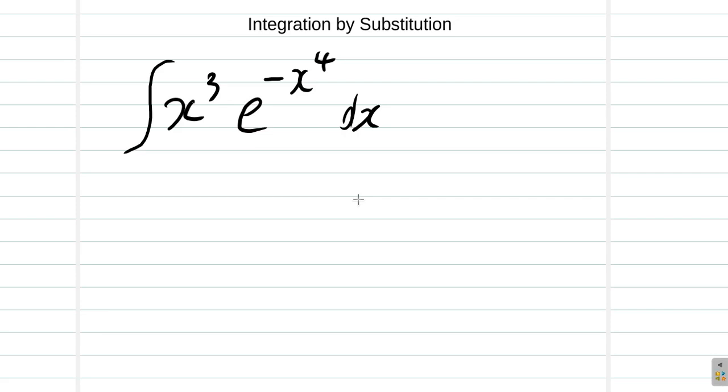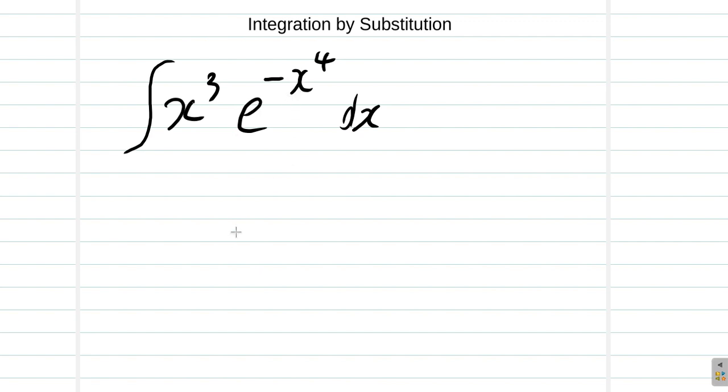We want to integrate x cubed times e to the negative x to the fourth dx. Alright. Now, how do we decide what type of integration we're going to use? What method? Let us see.